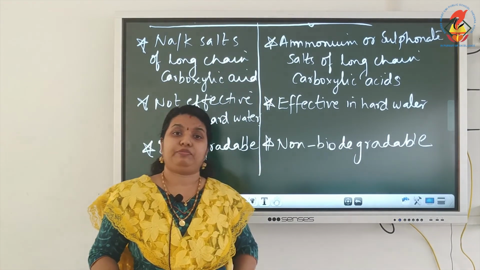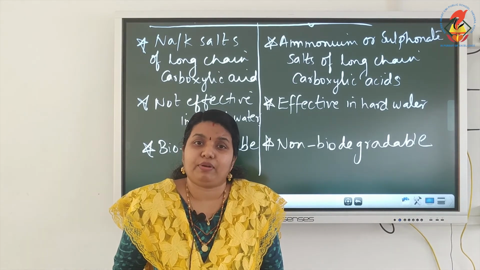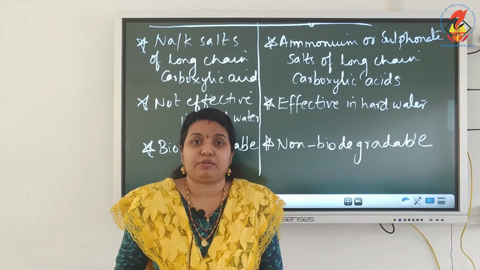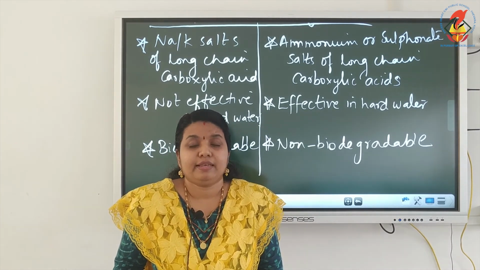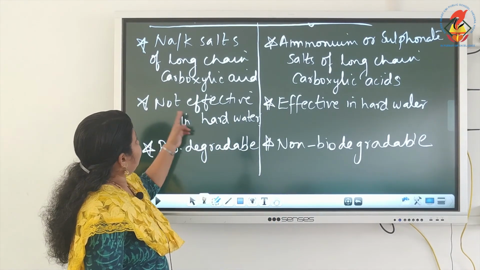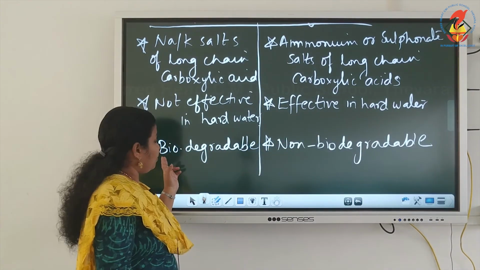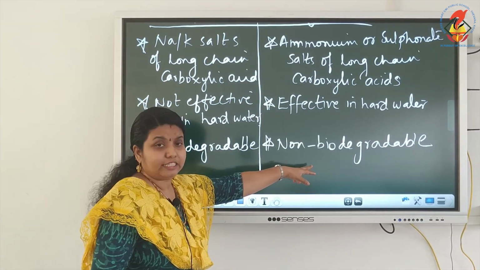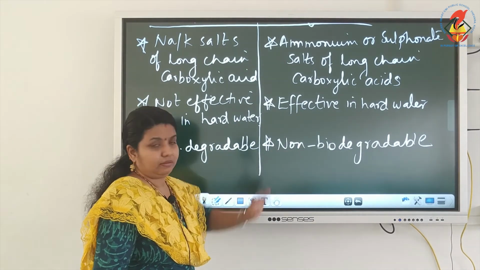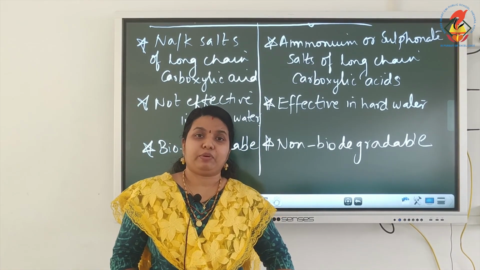An important question. Differentiate between soaps and detergents. Soaps are sodium or potassium salts of long chain carboxylic acids, whereas detergents are ammonium or sulfonate salts of long chain carboxylic acids. Second difference, soaps are not effective in hard water, but detergents are effective in hard water. Soaps are biodegradable, whereas detergents are non-biodegradable. So soaps do not cause pollution, but detergents may cause pollution. Okay. So that much about soaps and detergents.